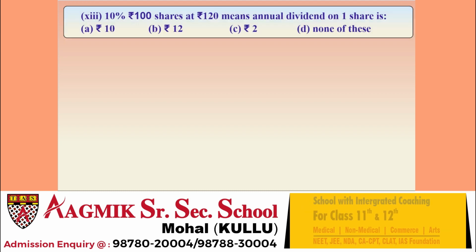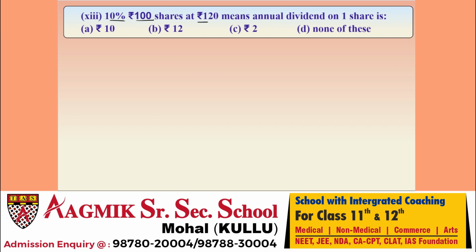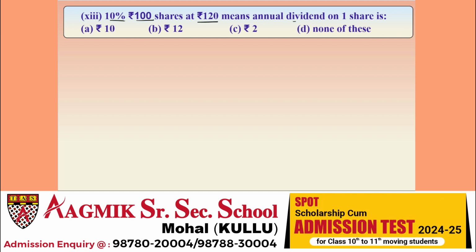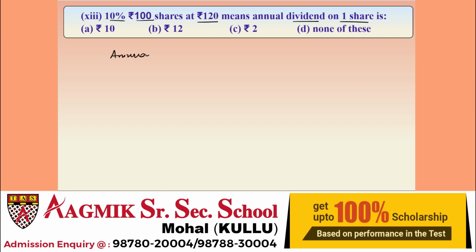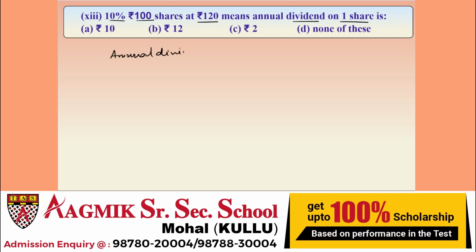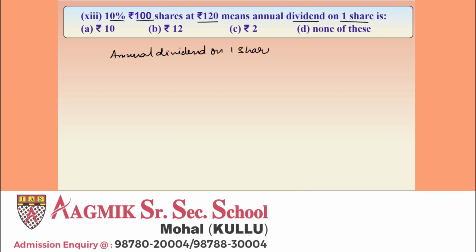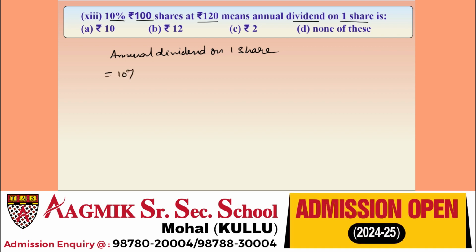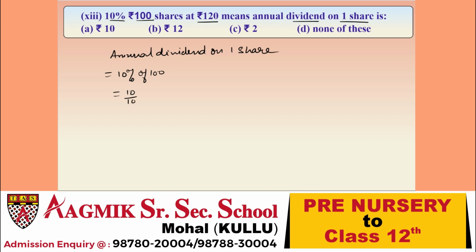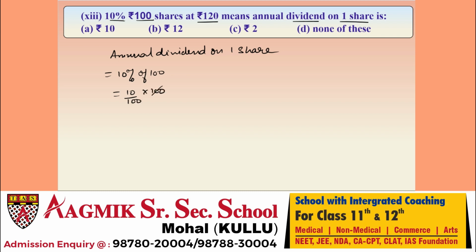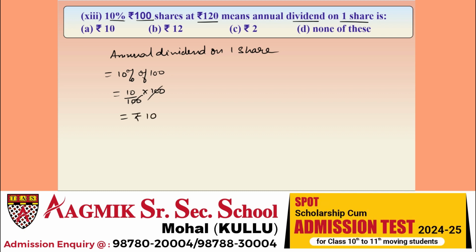13th is 10% of rupees 100 shares at rupees 120 means annual dividend on one share. So annual dividend on one share will be equal to 10% of 100. Okay, so annual dividend on one share will be equal to 10% of rupees 100, which is equal to 10 by 100 times 100. So 100 gets cancelled, so that will be rupees 10. That means we have A option correct.